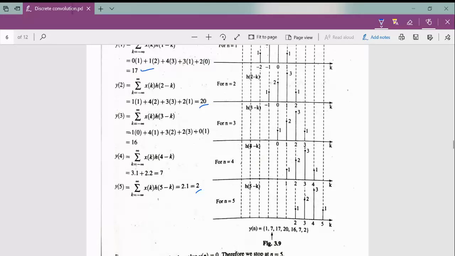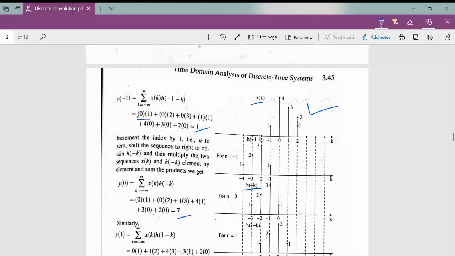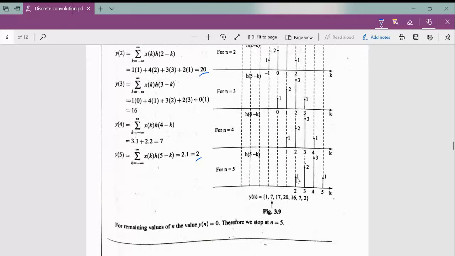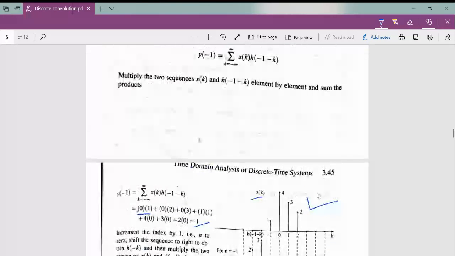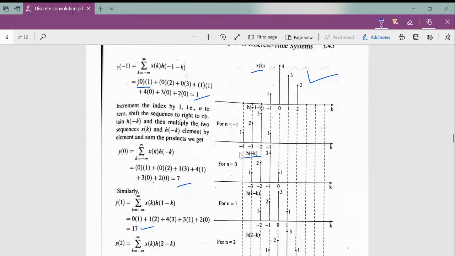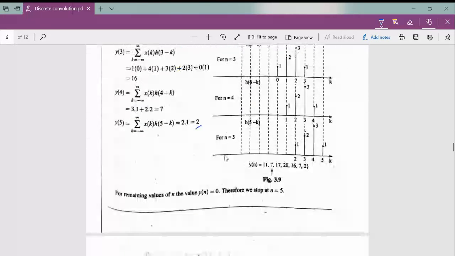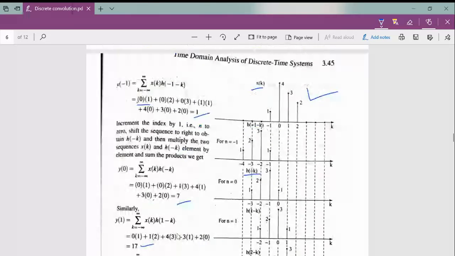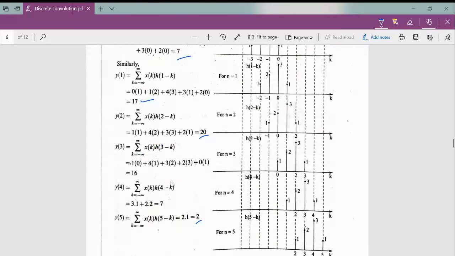What happens in the case of y of 6? The signal h of 6 minus k starts from 3, and we need to multiply with x of k. From 3 onwards there is no signal available in x of k, so whatever term comes will become 0, and we get y of 6 as 0. So we need to draw the signal only up to y of 5, and now we rewrite the signal.